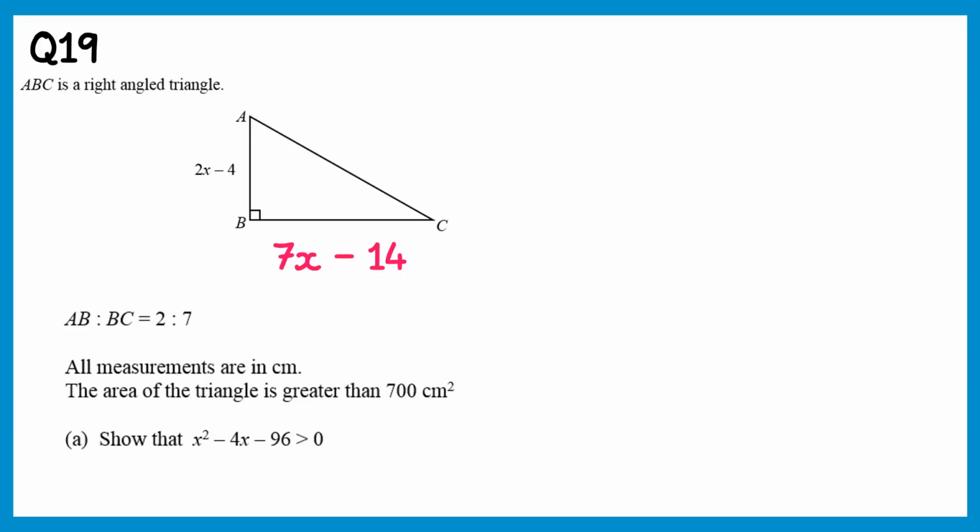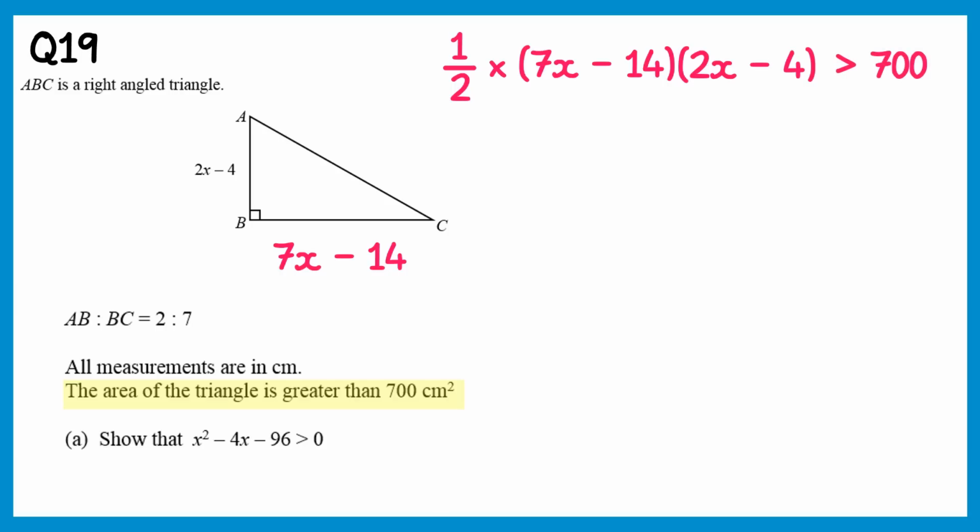Next, we're told the area of the triangle is greater than 700 centimeters squared. So if we work out the area of the triangle, that would be 1/2 times the base, which is 7x minus 14, times the perpendicular height, which is 2x minus 4, that's going to be greater than 700. Now if we times both sides of this by 2, on the left-hand side, the half will cancel, and on the right-hand side, times by 2, you get 1,400.